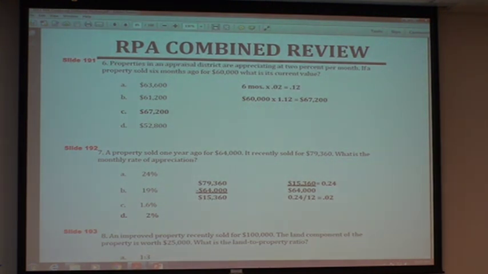Is that clear as mud? You want to do some more though? Are y'all good with those or not? I need a stack of like 10 of these. It's just a matter of appreciating, depreciating, monthly or annual.